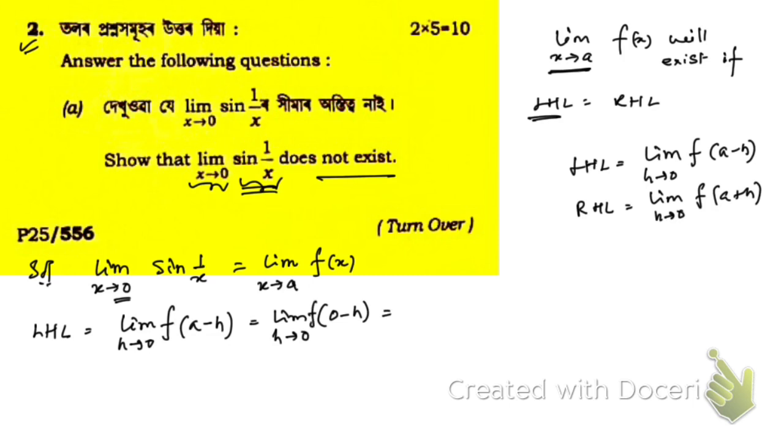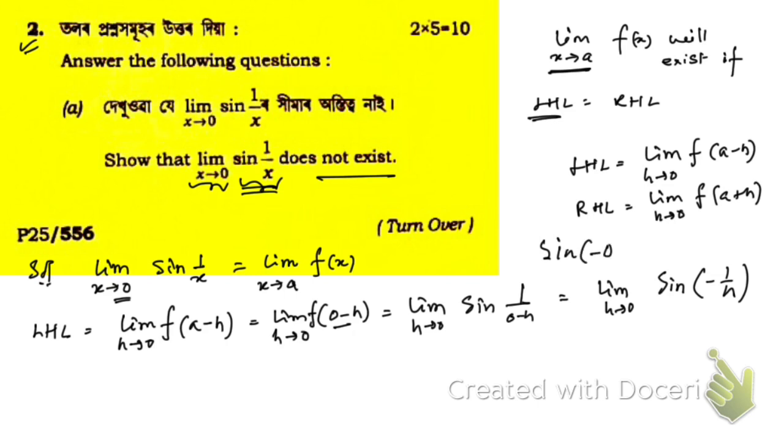That means here the function is sine, so we're going to write limit h tends to 0 sine of 1 by, instead of x, 0 minus h. So that's going to be limit h tends to 0 sine of minus 1 by h. That's what we're going to get. So we know that sine of minus theta is minus sine theta, right? So we can write this as minus limit h tends to 0 sine 1 by h.